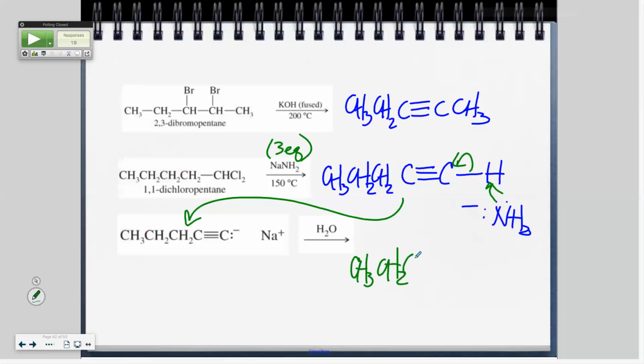So you'll notice that in the homework and online and problems and all that. Okay, so that's an extra step. Sometimes they'll write it as a 1E and a 2E, and just put 1 NaNH2 and then 2, H2O. That's because you're making a terminal alkyne. If you're not making a terminal alkyne like one up high, like this, you wouldn't have to do the water.